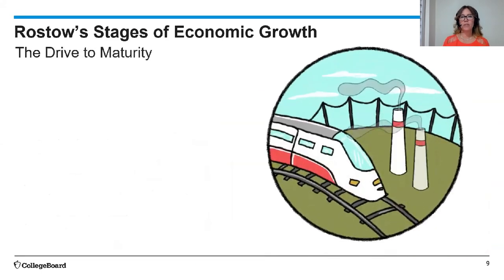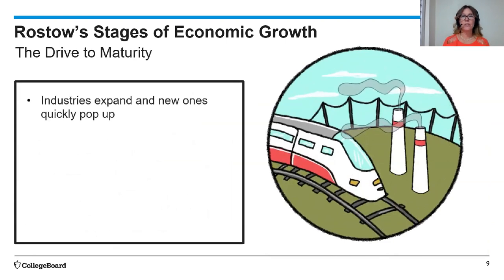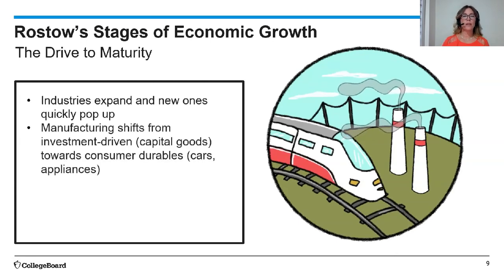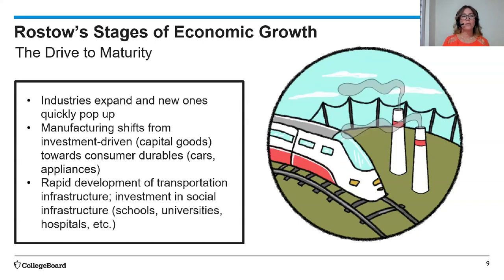And then we've got our drive to maturity. And so industries will expand, they'll grow, new ones will start to pop up pretty quickly. Manufacturing will go from investment driven, right, your capital goods, toward consumer durables, cars and appliances, because who doesn't need a washing machine and a dishwasher? And so we also start to see rapid development of transportation infrastructure. We'll invest in schools, universities, hospitals.